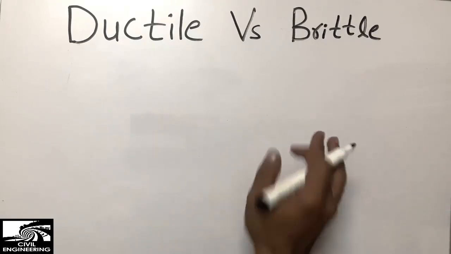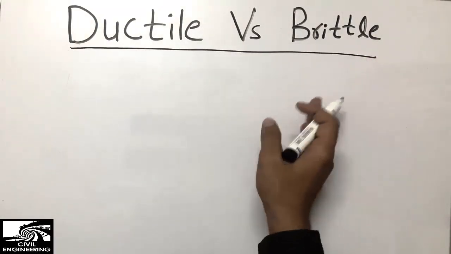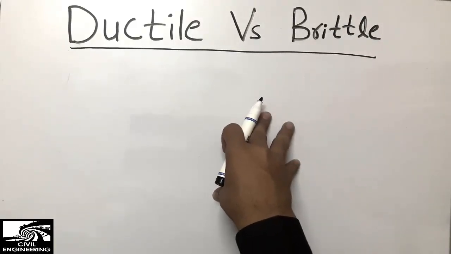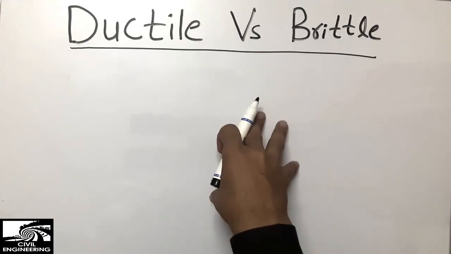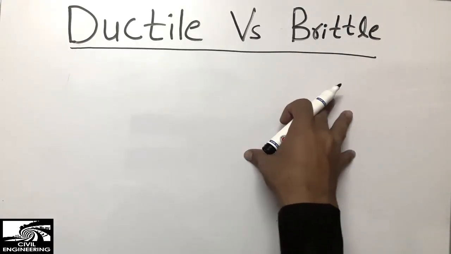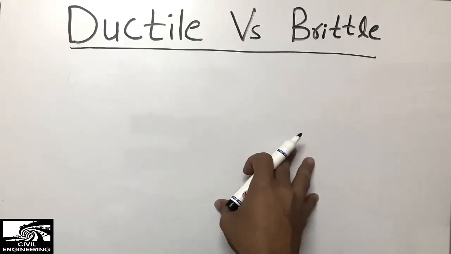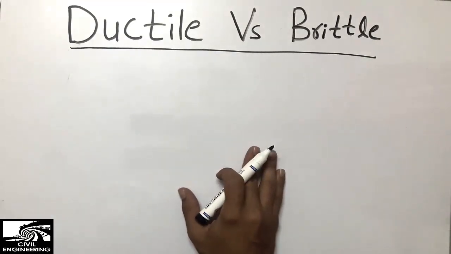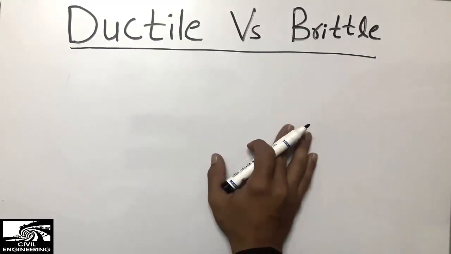So today our topic is about what is ductile and what is brittle material, what is the difference between these two materials, and what material should we use in our construction projects. Right, ductile or brittle. I will show it by a diagram what material we should use in our construction, and what are the advantages and disadvantages of these two materials.